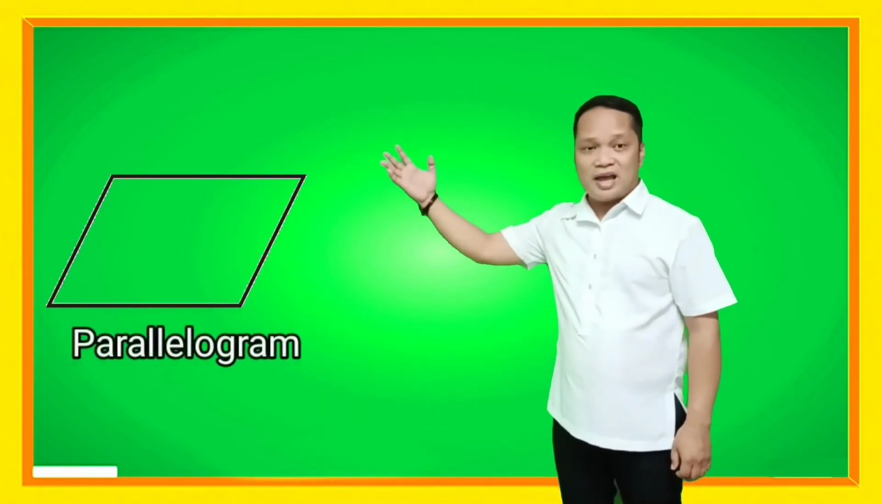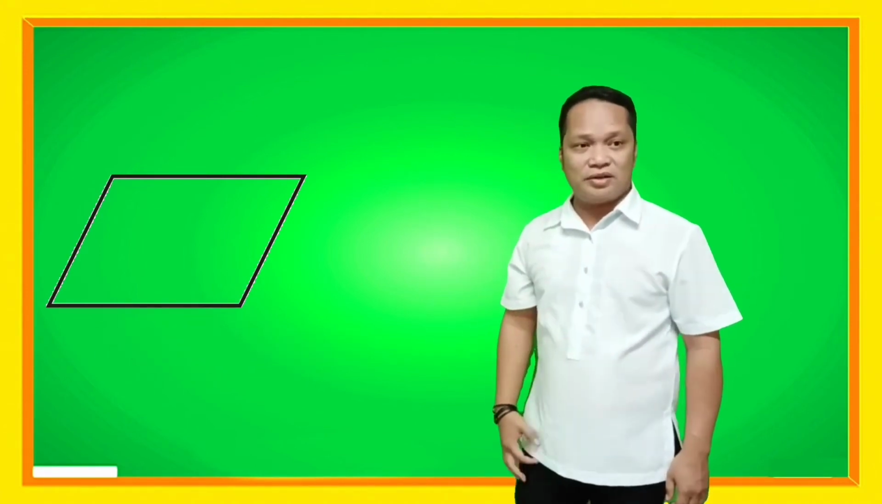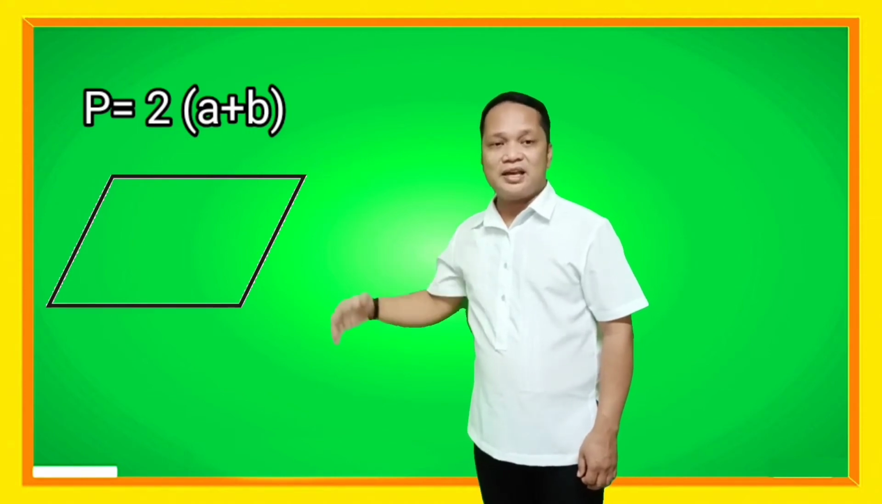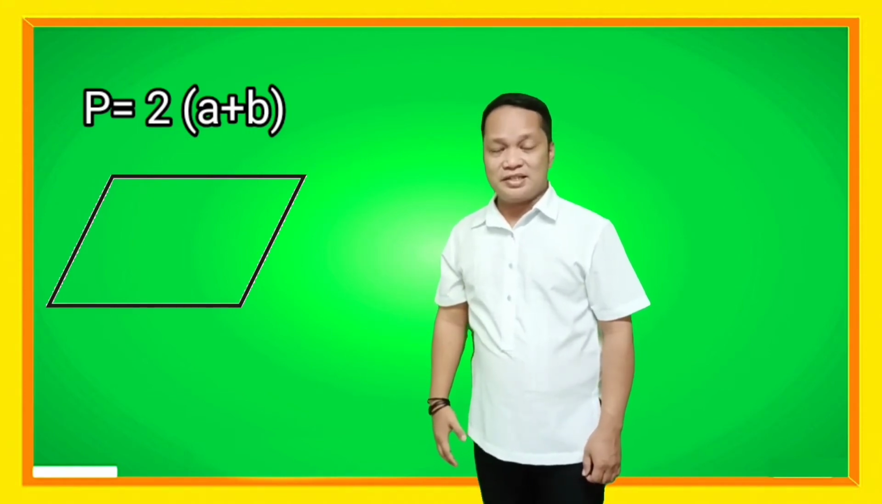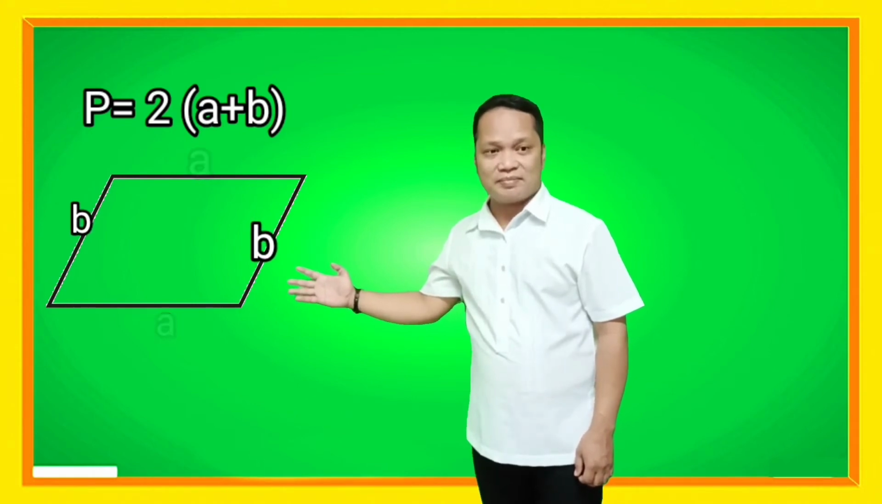Let's move on to the perimeter of a parallelogram. The same goes for the rectangle and other polygons. We just add each side to get its perimeter. But this time, we may use this formula. P is equal to 2 open parenthesis A plus B close parenthesis, where A stands for the base while B stands for the side.